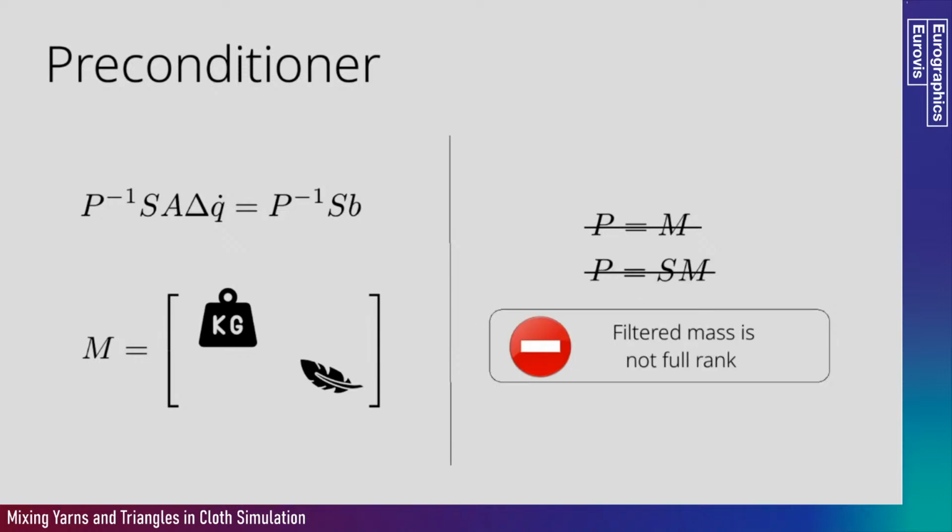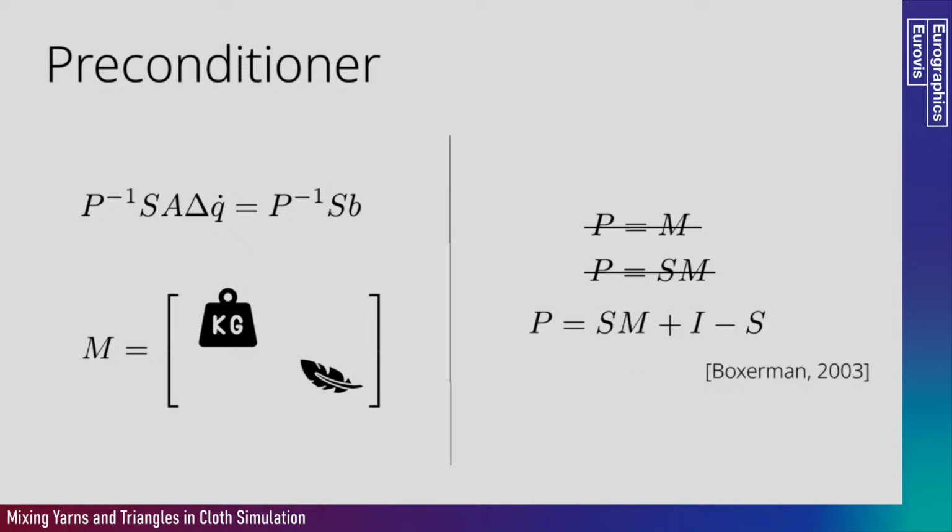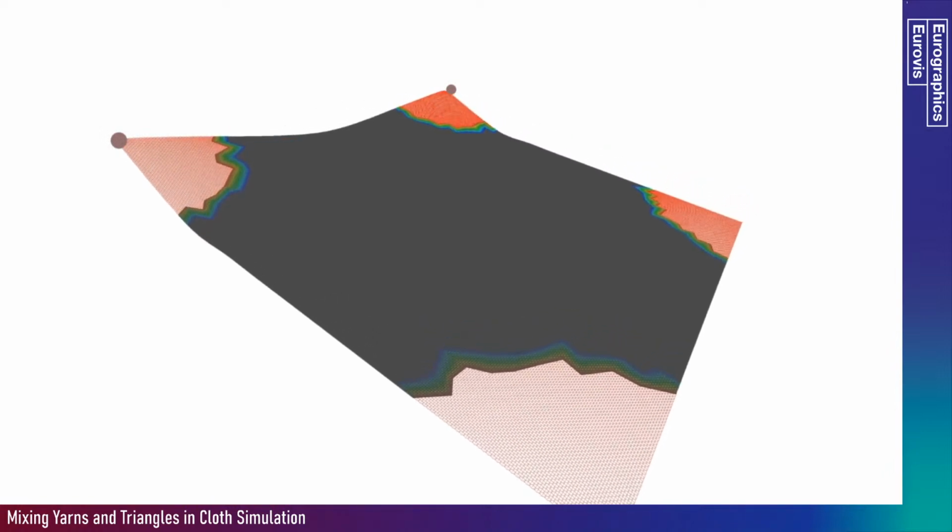Recall that the filtered mass matrix is not full rank, so we cannot use it directly as a preconditioner. To design a preconditioner, we can augment the system with the null space of the filter, as proposed by Ames and Moxon. As we saw in the following example, this preconditioner solves the issue with numerical damping.